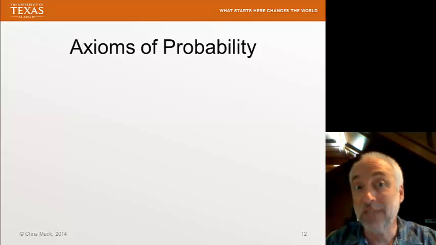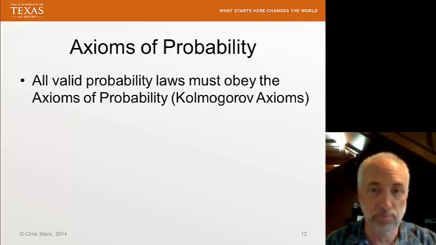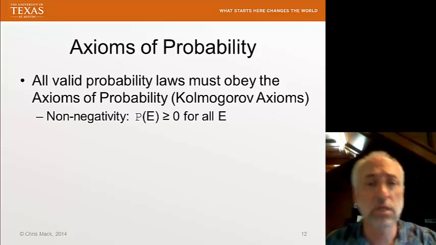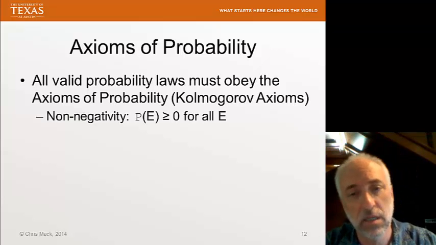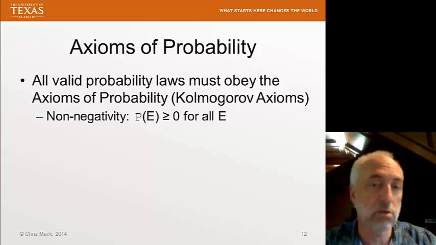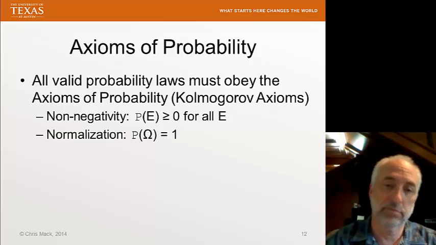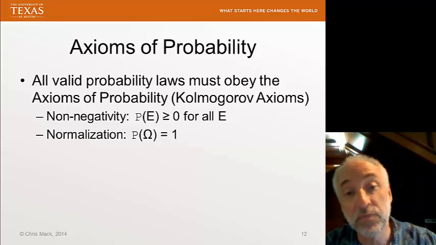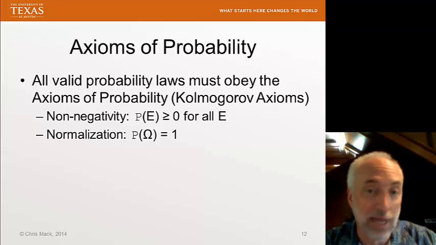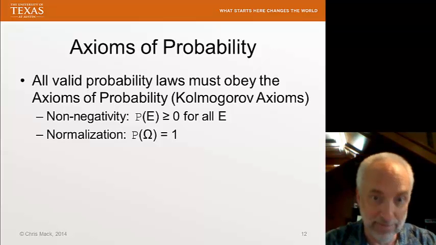Probability laws must follow the axioms of probability. And there are three axioms, the Kolmogorov axioms. What are they? The first is non-negativity. The probability of an event always has to be greater than or equal to 0 for every event. There's no such thing as a negative probability. Normalization. The probability of the sample space is 1. No matter what it is, everything ends up being in the sample space. We want all the probability of everything to be 1.